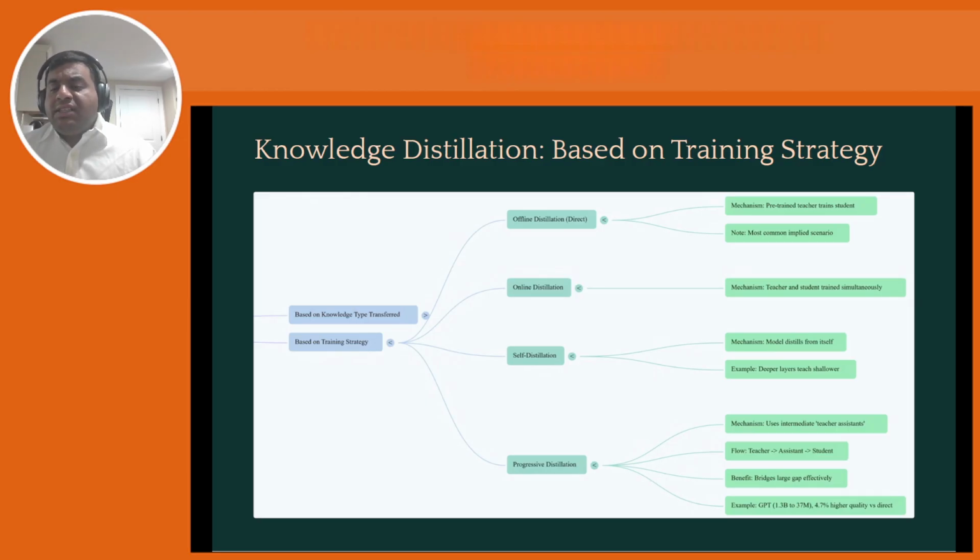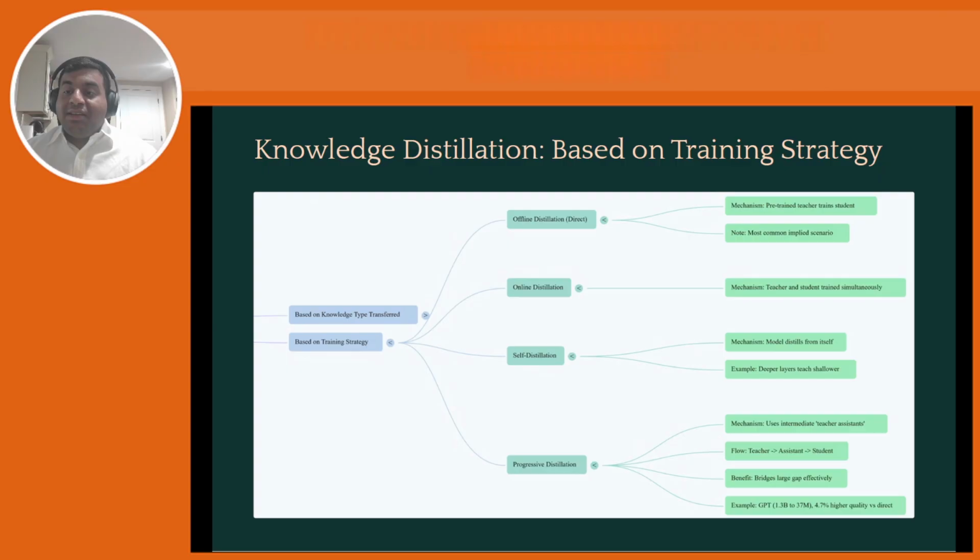We can also classify distillation by training strategy. Offline distillation is the most common one: a pre-trained teacher model trains the student directly. Online distillation trains the teacher and student simultaneously, allowing them to learn collaboratively. Self distillation is interesting. A model distills the knowledge from itself, often with the deeper layers teaching shallower layers.